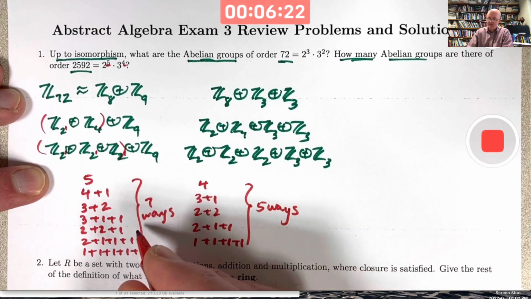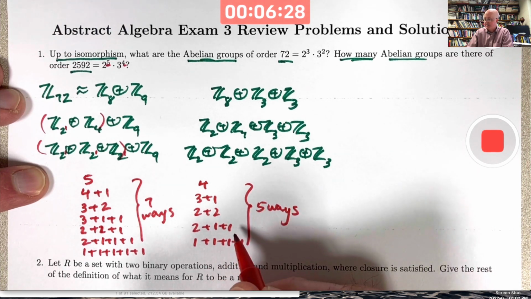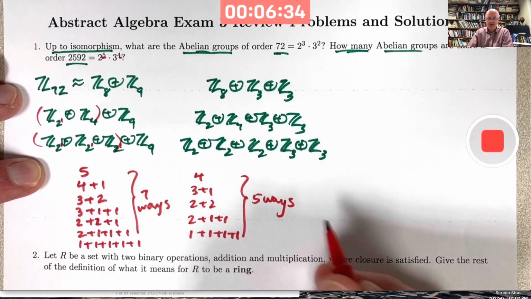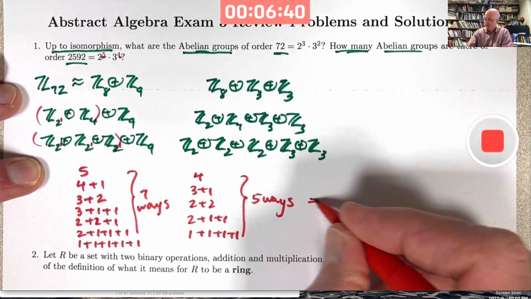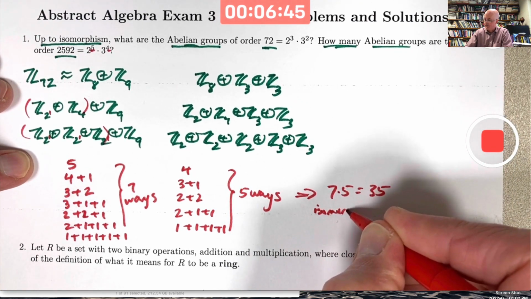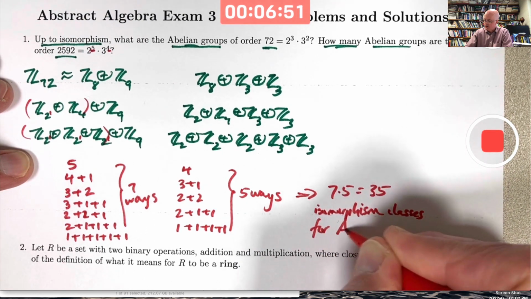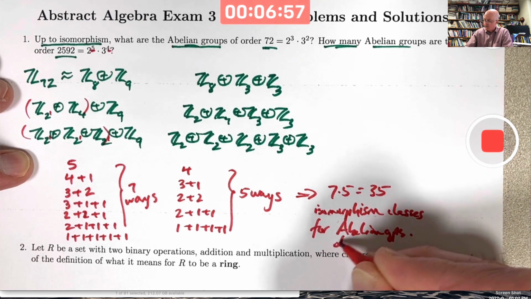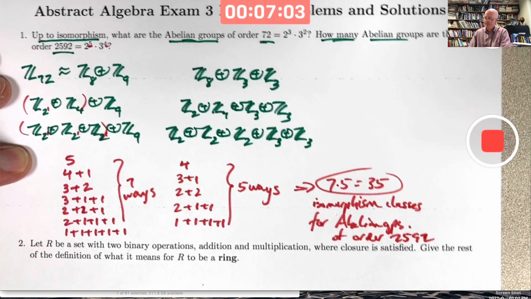For each one of these, as being powers of 2, you can match with each one of these ways of being powers of 3, giving you altogether 7 times 5, 35 ways to combine them, meaning there are 35 isomorphism classes of abelian groups of this order. 7 times 5, 35 isomorphism classes for abelian groups. Abelian groups, there's my abbreviation for groups, of order 2592. That's the answer. Okay, that's how you do that.